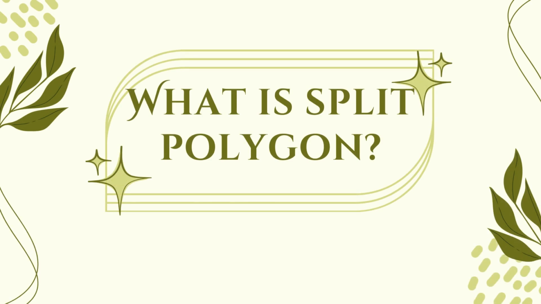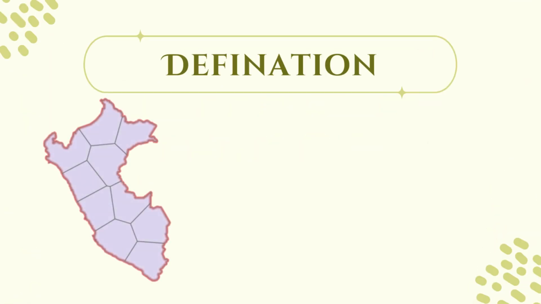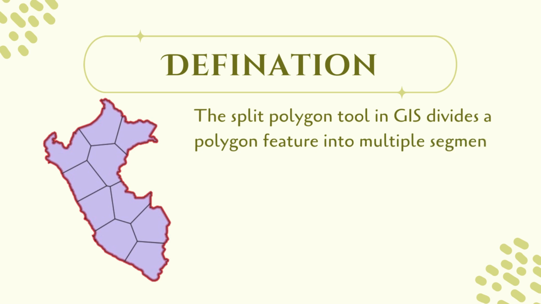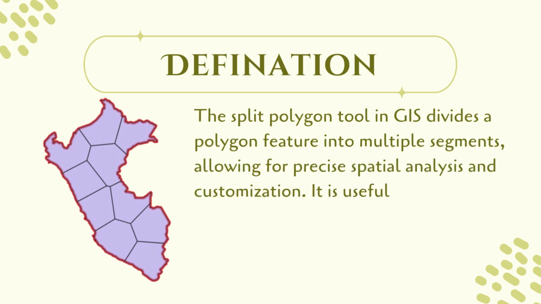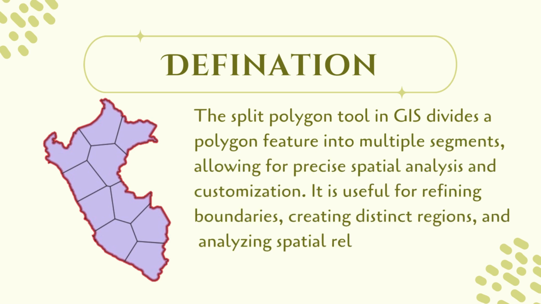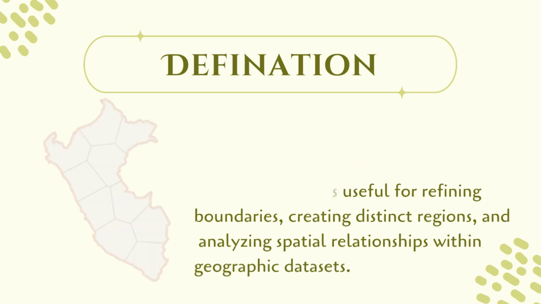What is Split Polygon Tool in GIS? The Split Polygon Tool in GIS divides a polygon feature into multiple segments based on specified criteria, enabling precise spatial analysis and customization of geographic datasets.